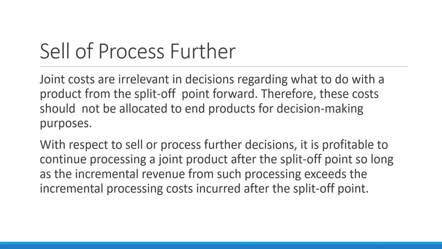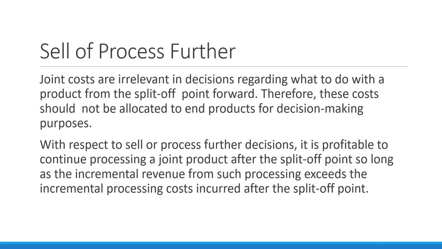Joint costs are irrelevant when we're deciding if we're going to sell or process further. So those costs should not be allocated to end products for the decision-making process to sell or process further. We're going to continue processing a joint product after split off as long as the incremental revenue from the processing exceeds the incremental costs after the split off point.